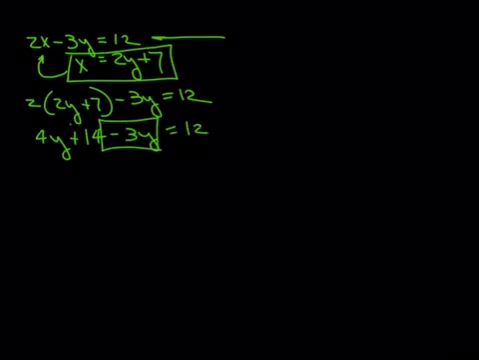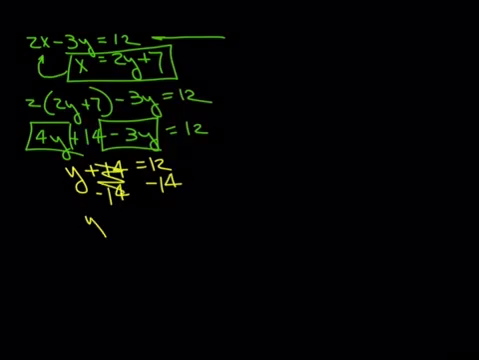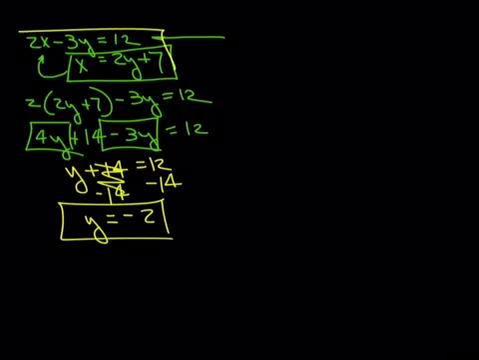Combine like terms. So 4y minus 3y is 1y. Okay, now I'm going to subtract 14. And those go away. And I get y equals 12 minus 14 is negative 2. So there's my y value. Now I go back to one of the original equations. Doesn't matter which one. So either one of these.